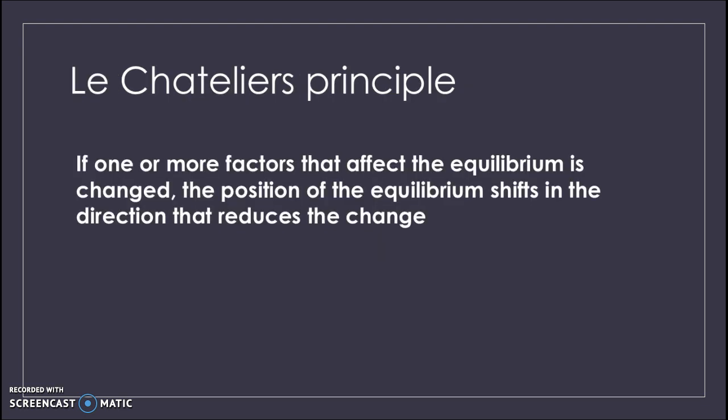When you look at Le Chatelier's principle, it says, if one or more factors that affect the equilibrium is changed, the position of the equilibrium shifts in the direction that reduces the change. So basically, when you change the concentration of one of the products or reactants, it will try to even out the change that you made by making a shift in the direction that will do exactly that.